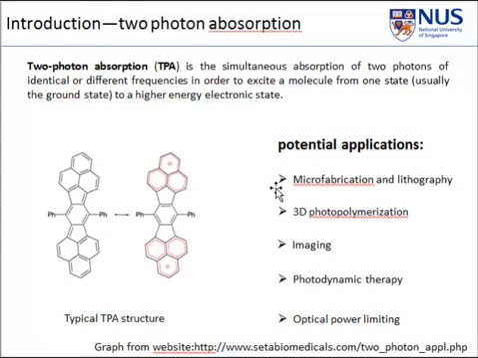So what can we do with two-photon absorption? We can use this in microfabrication, lithography, three-dimensional photopolymerization, imaging, photodynamic therapy, and optical power limiting. Now I will use imaging as an example to introduce this.